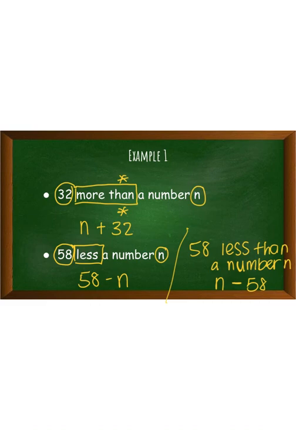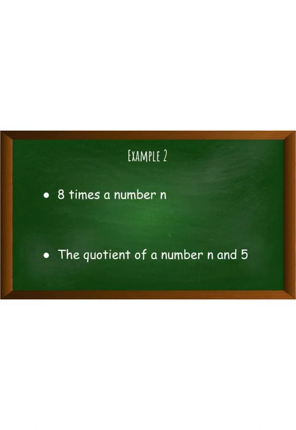All right, moving on. Example 2. So now we are going to deal with multiplication and division. So 8 times a number n. So we've got 8 and n, and our key word here is times, okay? So 8 times, which is multiplication, a number n. Remember, multiplication can be an invisible operator, so you can just write 8n, all right?